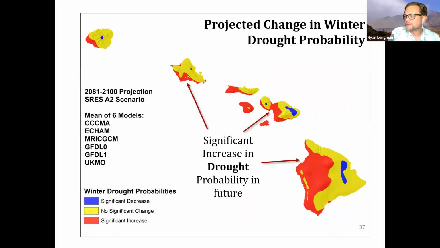And then in terms of drought, the drought probability looks like it's going to increase, and we've seen evidence of that in the past, and we expect that to continue on in the future, with more droughts, longer droughts, more intense droughts moving forward.